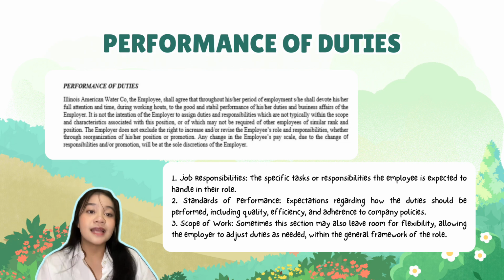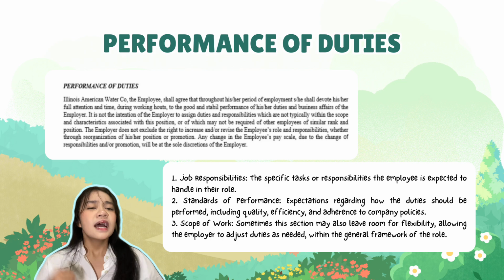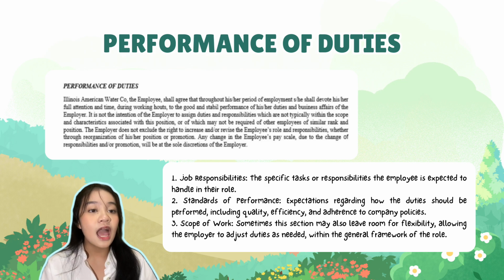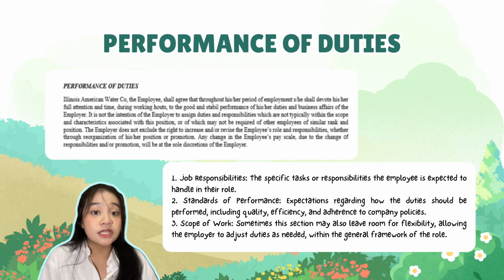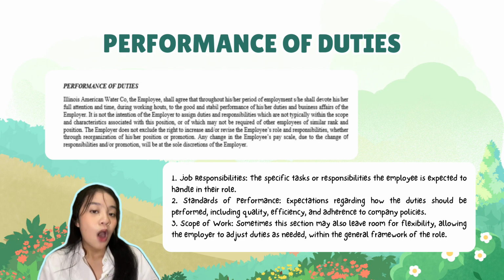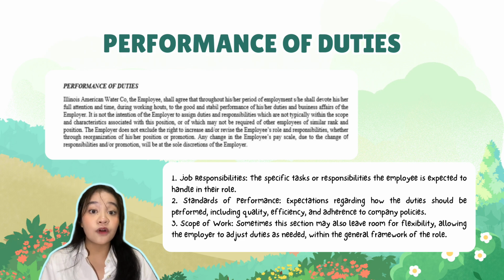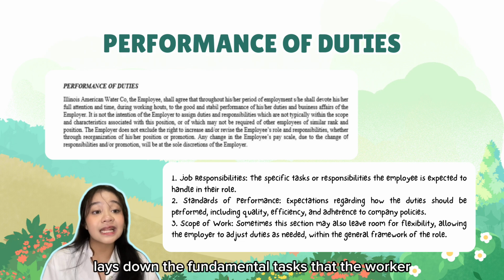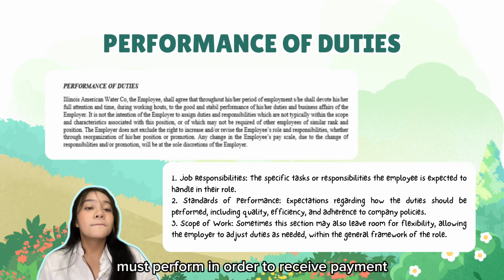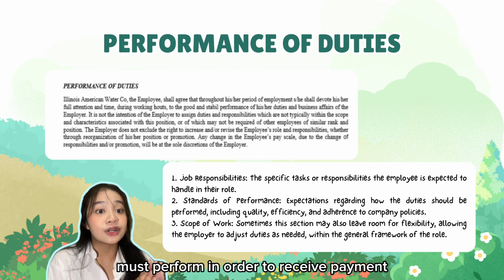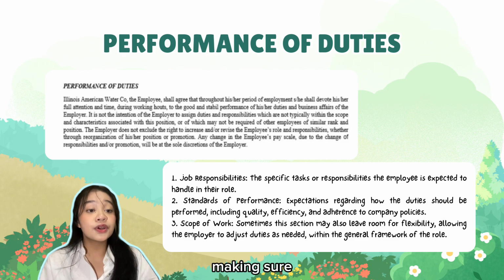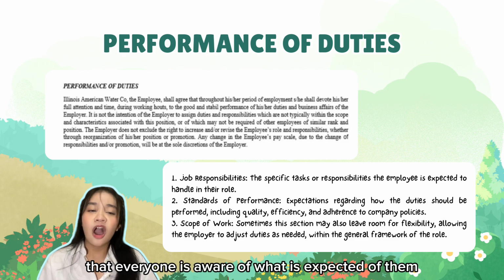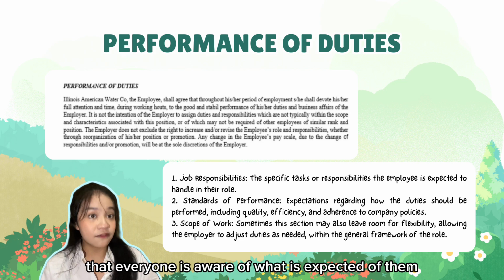The last one is scope of work. Sometimes this section may also leave room for flexibility, allowing the employer to adjust duties as needed within the general framework of the role. It basically lays down the fundamental tasks that the worker must perform in order to receive payment, making sure that everyone is aware of what is expected of them.